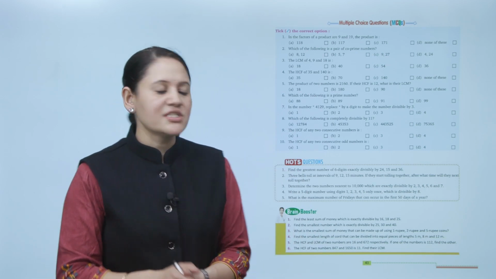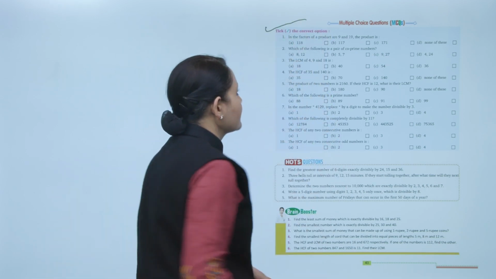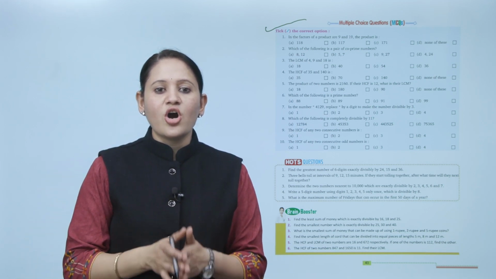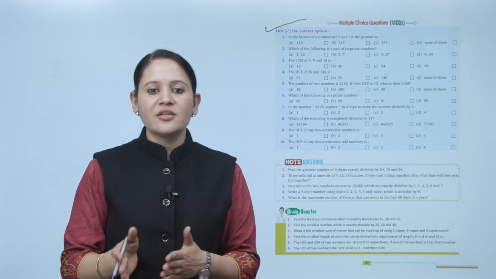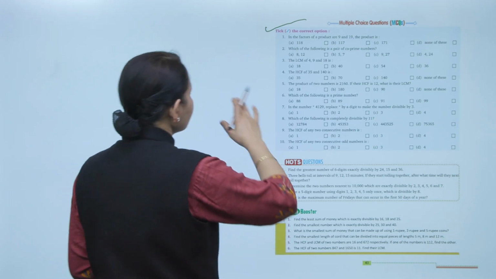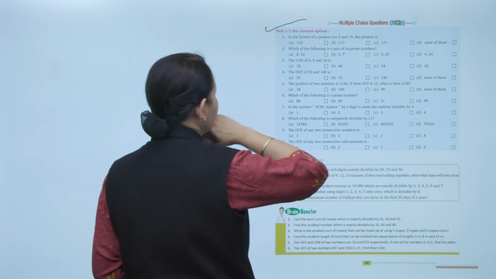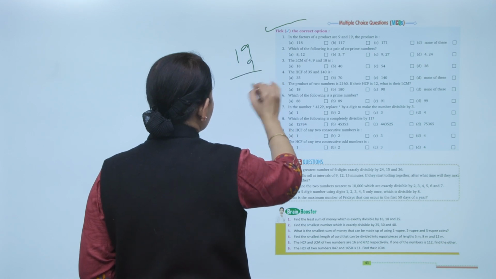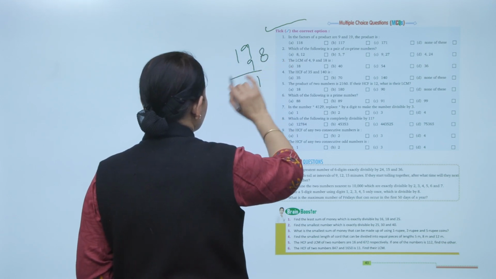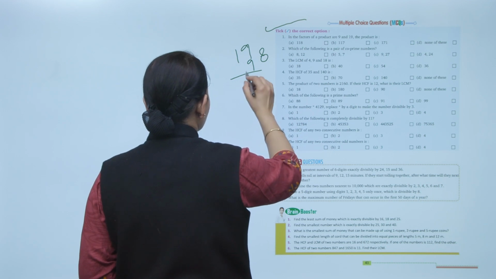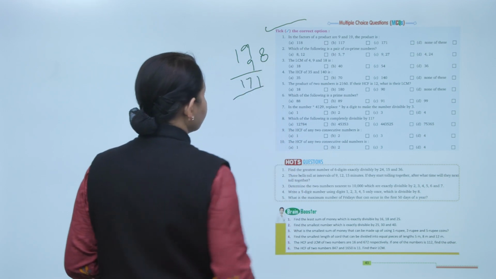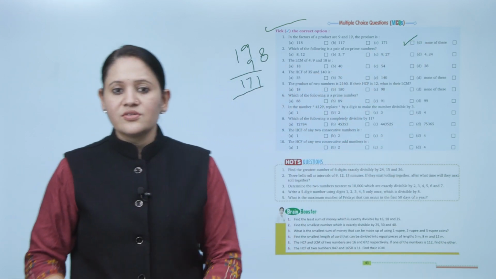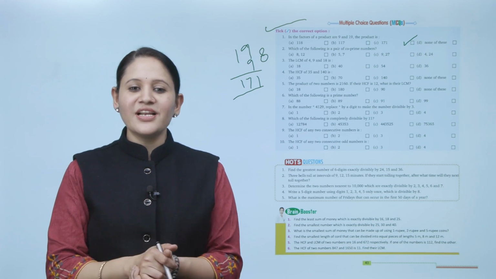Next is multiple choice questions. Choose the correct option. If the factors of a product are 9 and 19, the product is... So option C is the correct option. Clear? So here we end the chapter. I hope you understand it well. Now you practice it.